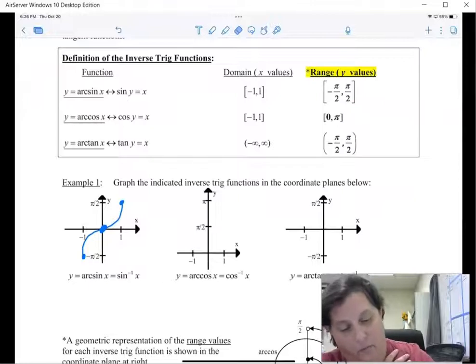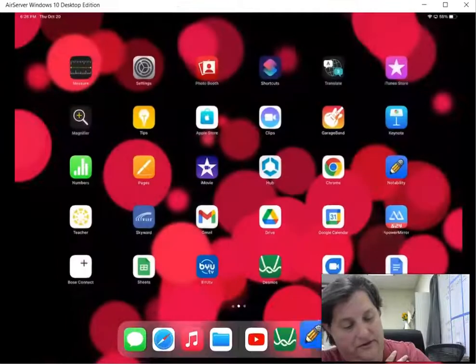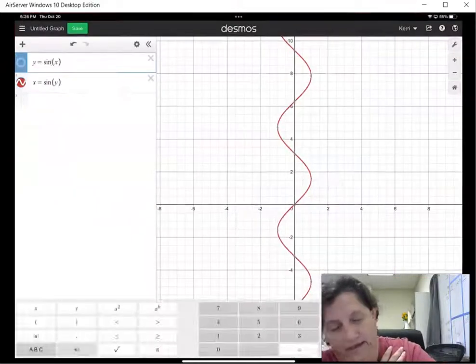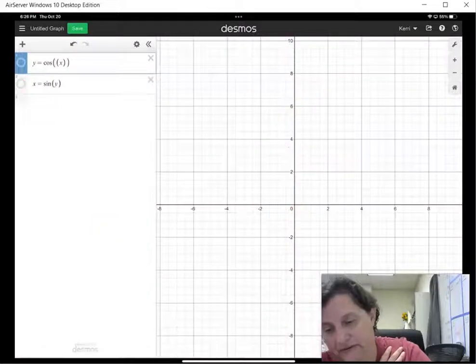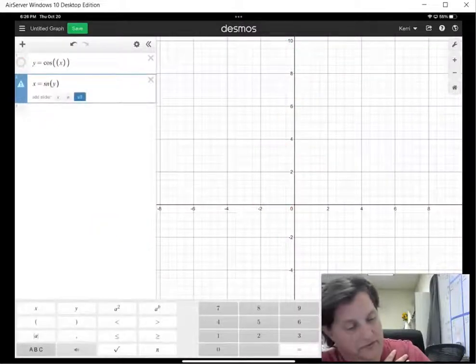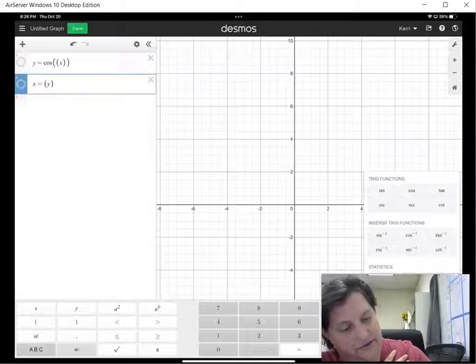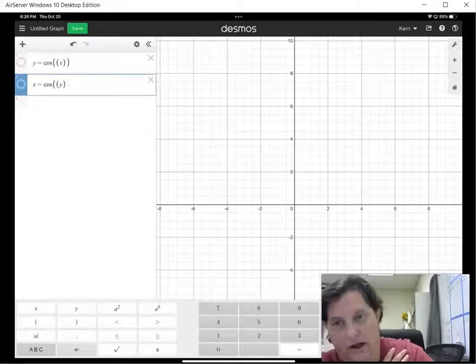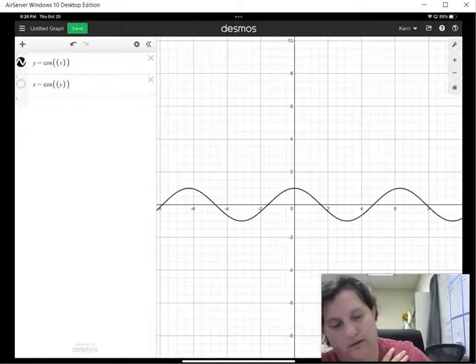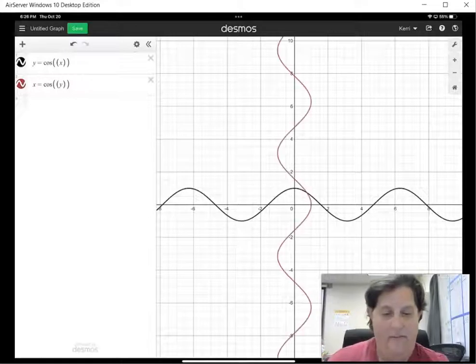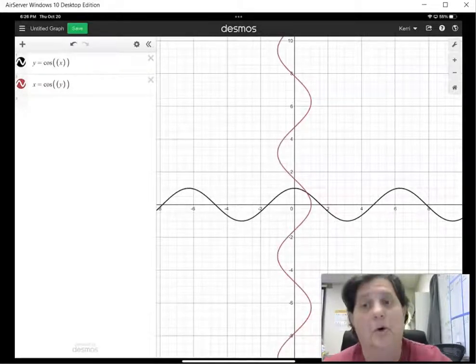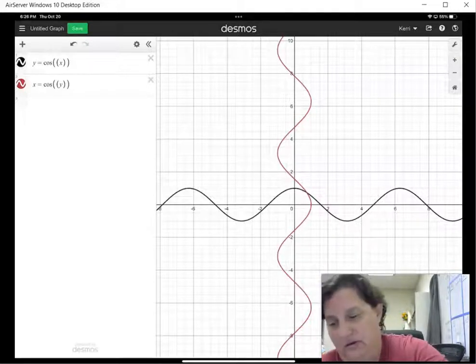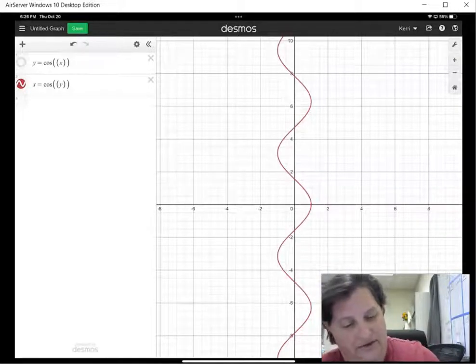They're kind of important. All right, cosine, inverse cosine. Let's take a look at my graph here. And this time I'm going to do y is cosine of x, and I'm going to do x is cosine of y. That's what cosine x looks like. That's what cosine y looks like. But that's not a function, so I need to restrict it. So how would we restrict that?